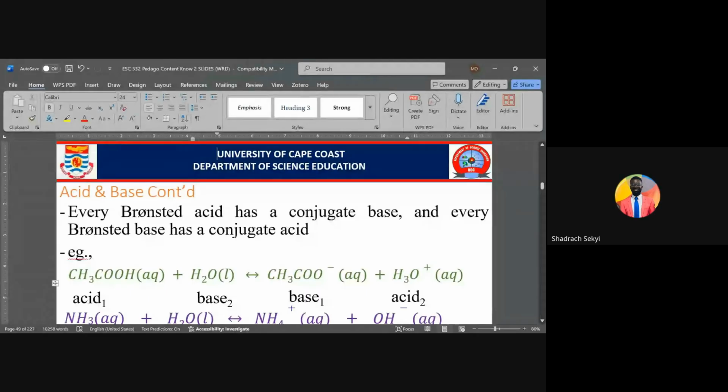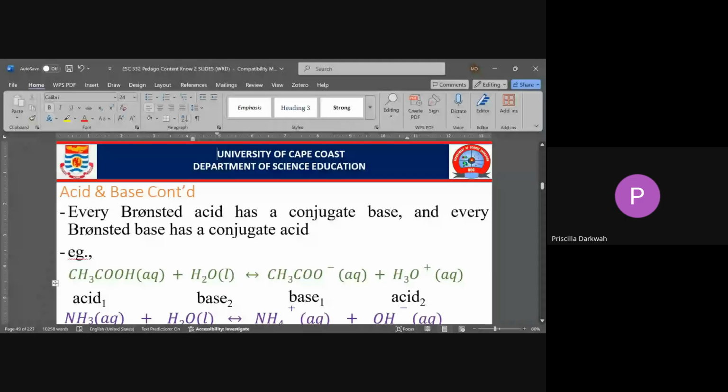Going forward, the NH3 is a base. Why is it a base? It's accepting. Because the NH3 will gain the proton. I think 2 people are talking. Let me hear one person. Okay, my lady, talk and let me hear you.